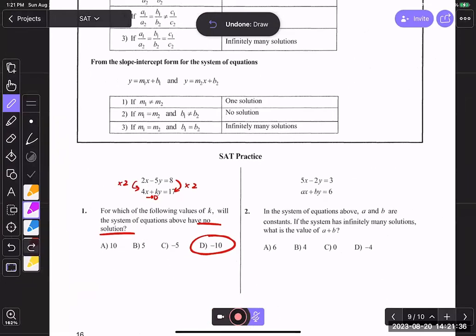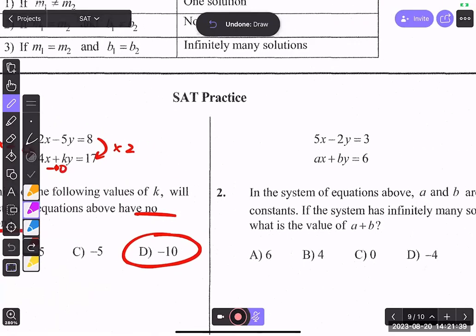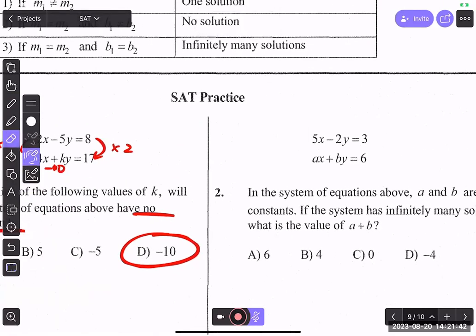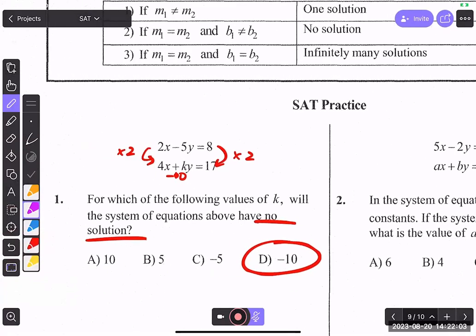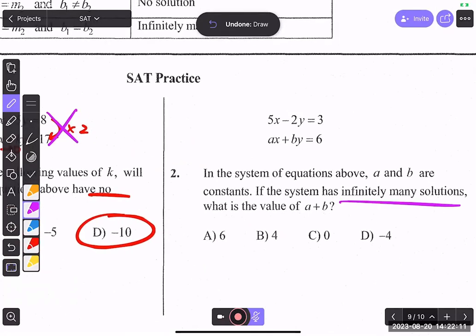What we saw here is very similar to what we saw over here. The idea is everything needs to be multiplied by the same number from the top equation to the second equation. The fact here is that it's infinitely many solutions. So does that mean the constant is also the same ratio or not? For here, it wasn't, but that was a no solution situation. So when it's an infinitely many solution situation, it means that the constant also has the same ratio from the top to the bottom, okay? Sound good?